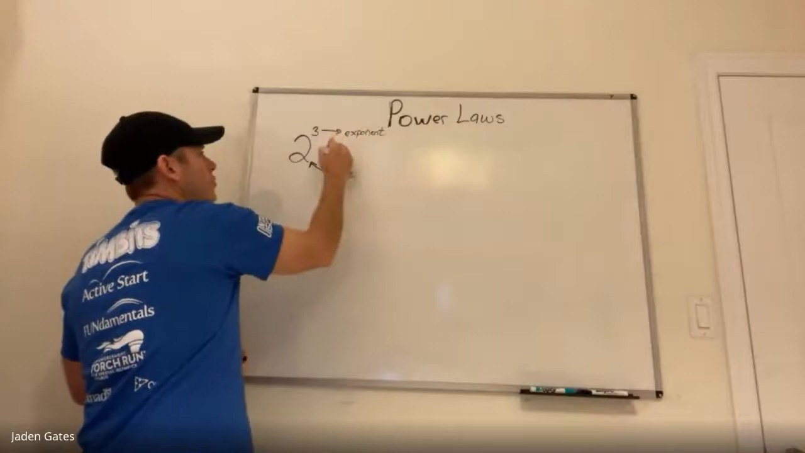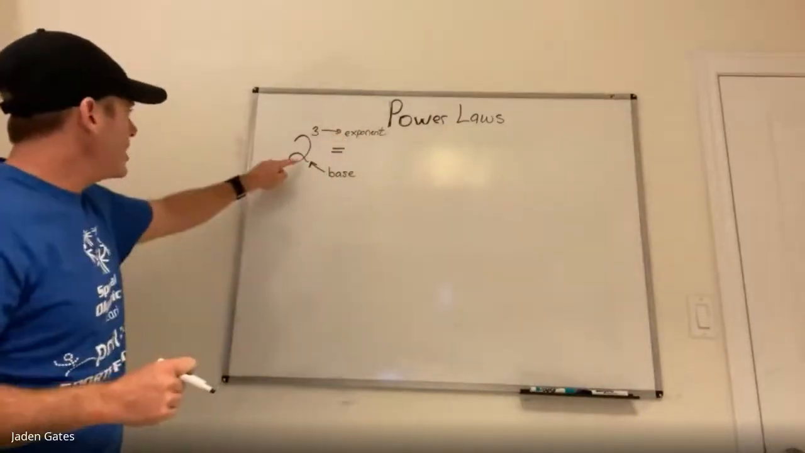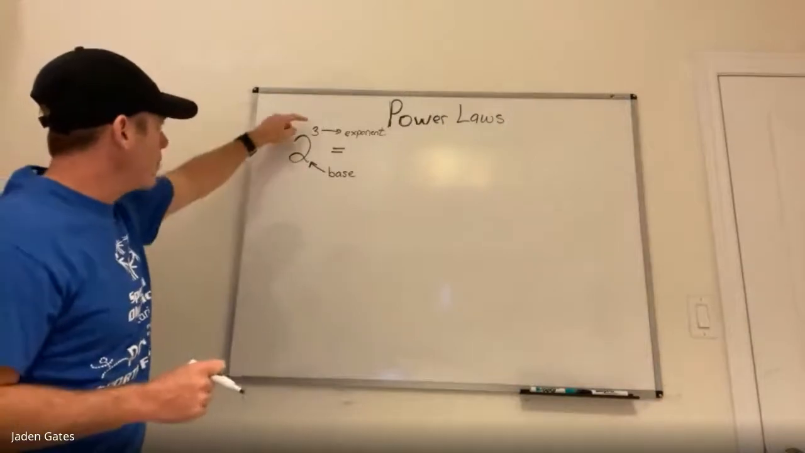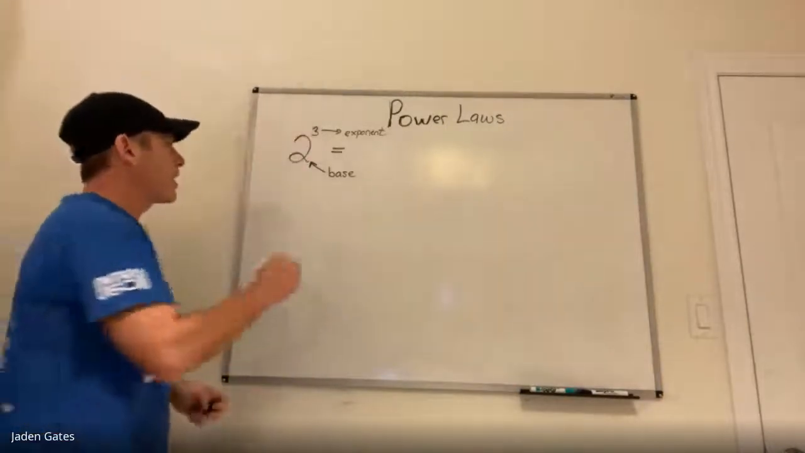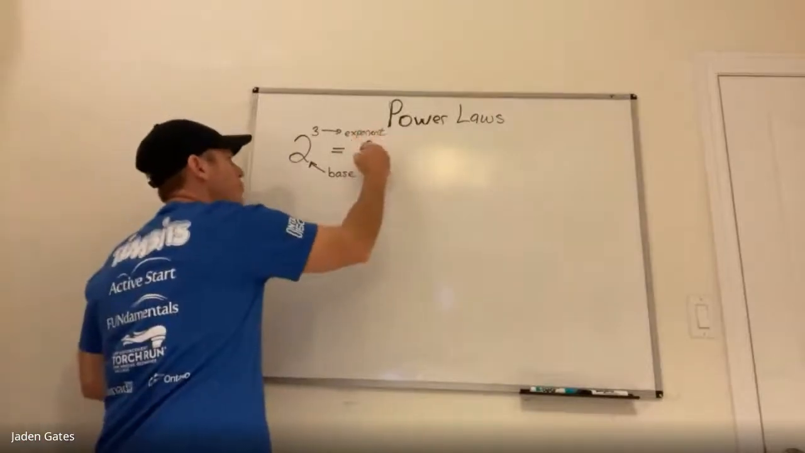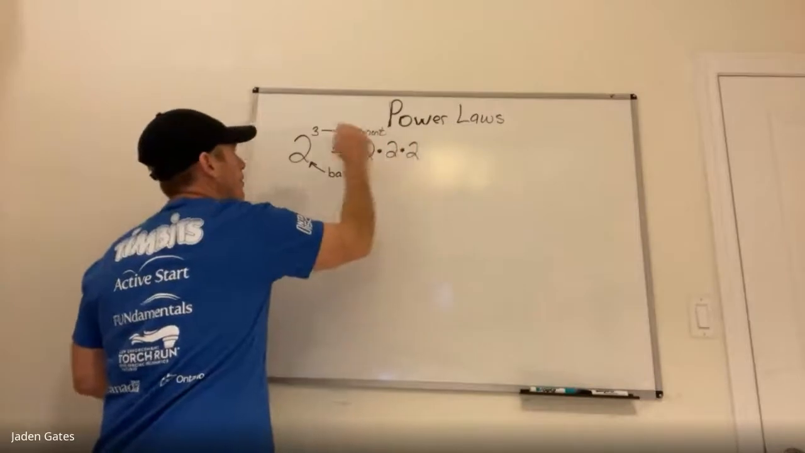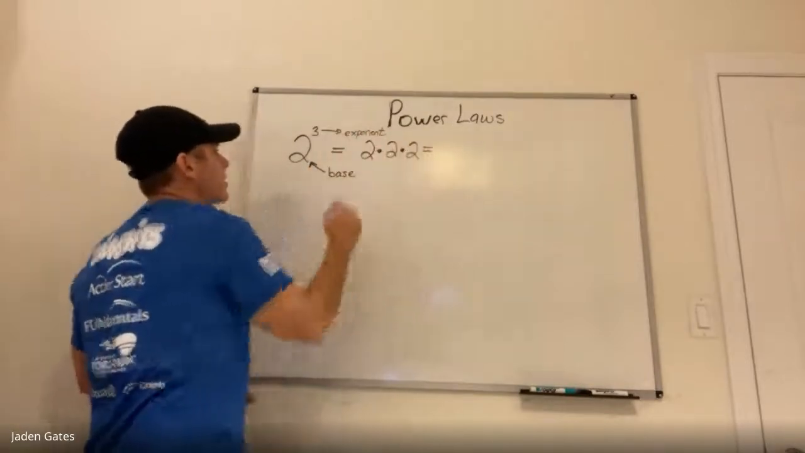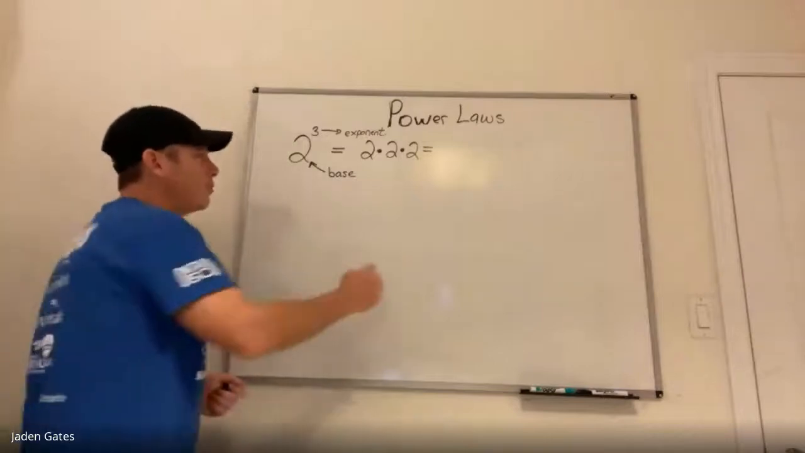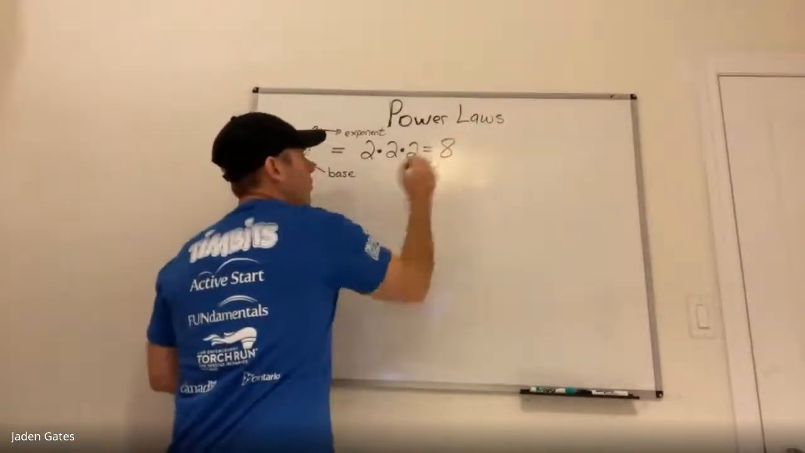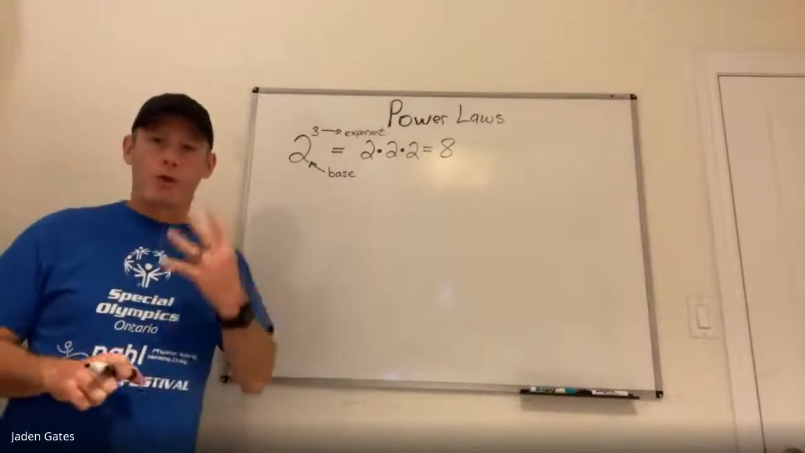All right, now 2 to the power of 3, again, that's how you say it. What it means is if I take the big number and I multiply it by itself the number of times the exponent is saying. So in this case, I would take the number 2 and multiply it by itself 3 times. So 2 to the power of 3 is equal to 2 times 2 times 2, which is 8.